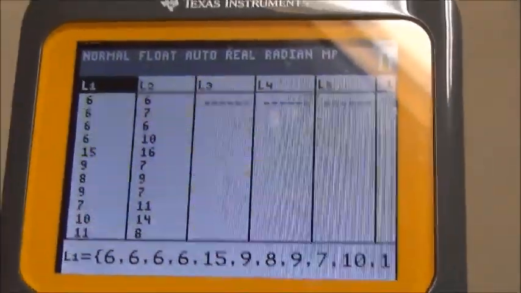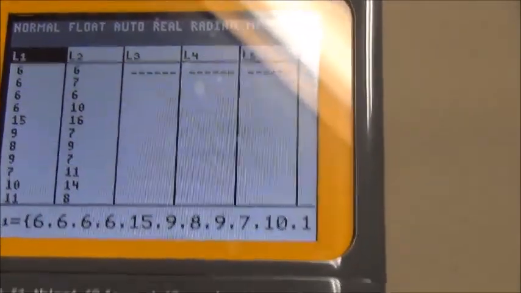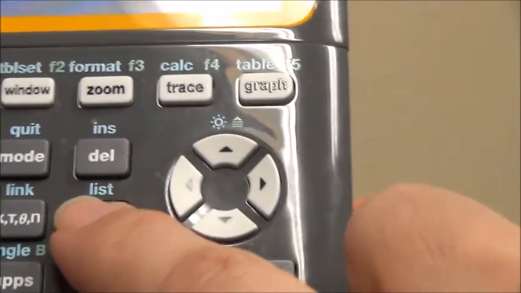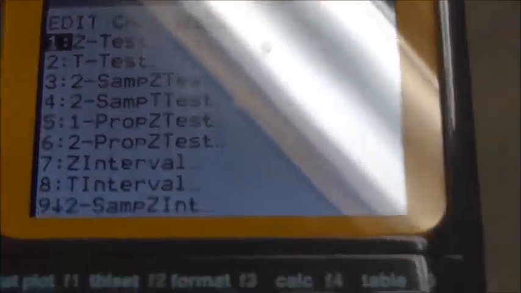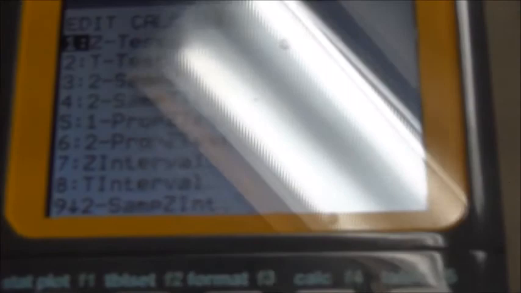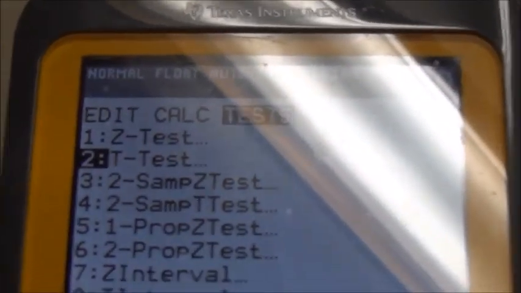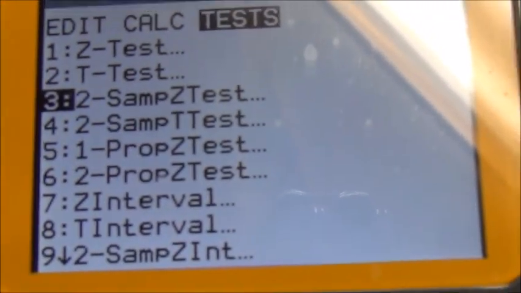So once we have our data entered into list 1 and list 2, we're going to press the Stat button. So again, I'm going to go down to Stat. I'm going to cursor over to Tests, so Tests is highlighted, and we are going to press number 3 or cursor down to number 3, whichever way you want to do that. If I cursor down to number 3, you can see that I have the 2-sample z-test is what I'm going to do. I'm going to enter on that.